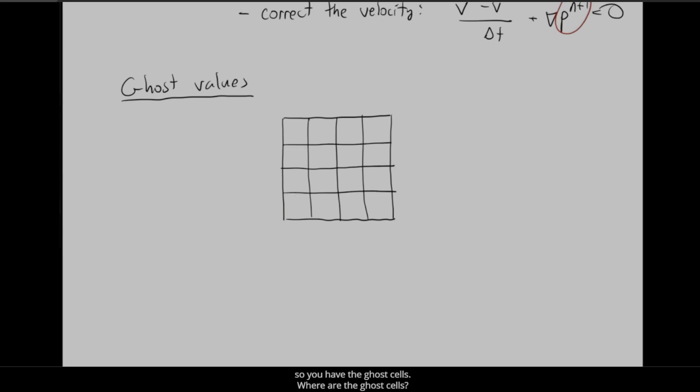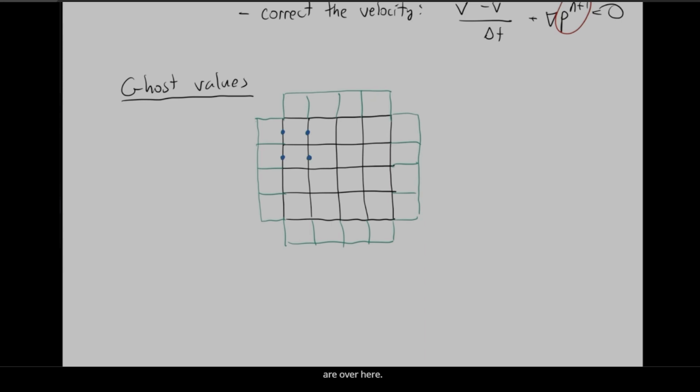So you have the ghost cells. Where are the ghost cells? Well, the ghost cells are the ones on the border, right here. You don't actually have the corner. You never need the corner ones. But you have all these guys here. And you set the u values. The u values, remember, are stored at the midpoints of the vertical edges. So the u values, let's draw a few of those, are over here.